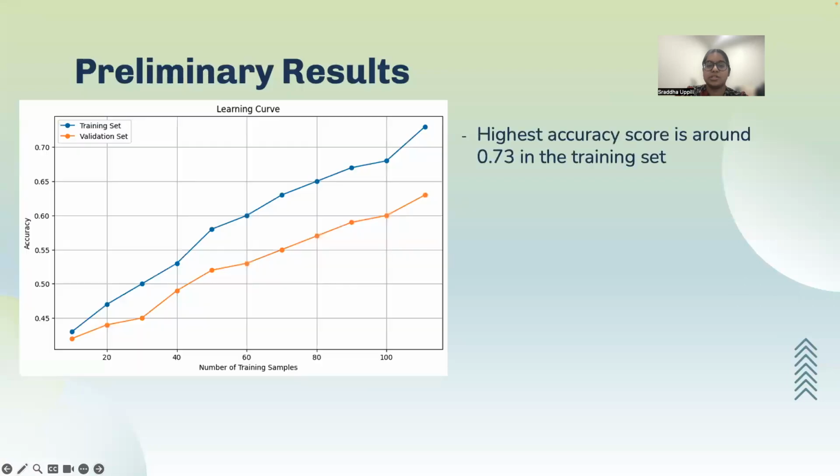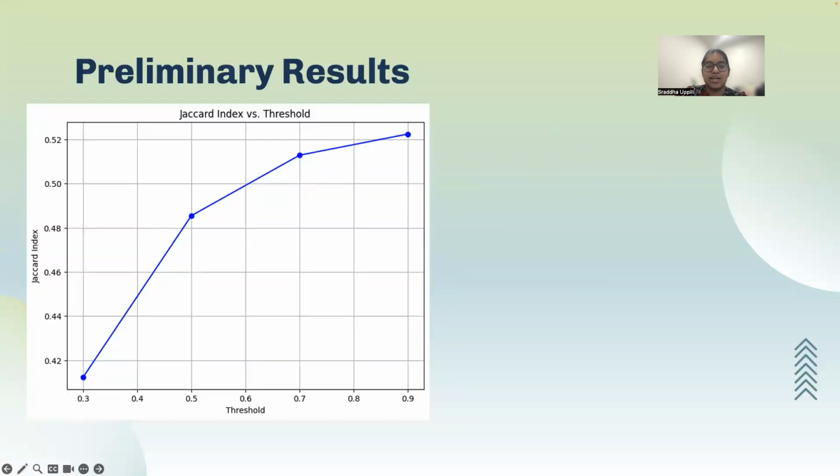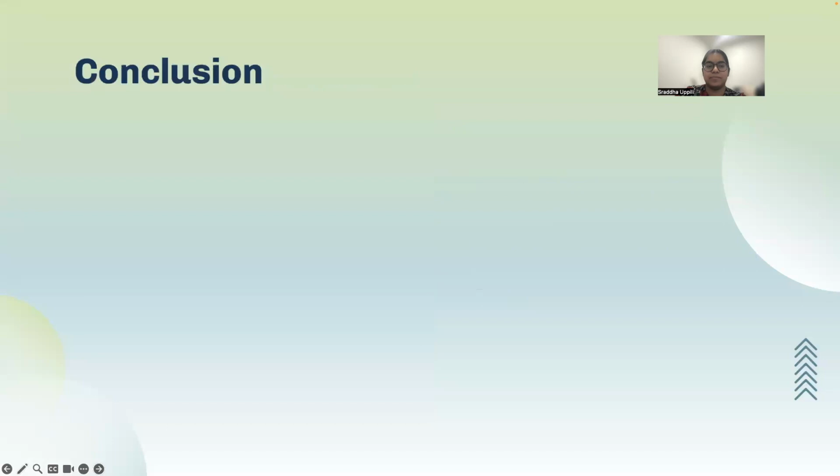The preliminary results show that the highest accuracy score is around 0.73 in the training set, which indicates model overfitting, meaning that the model does not do as well with the validation dataset. The Jaccard index score versus the threshold tells us the prediction versus ground truth overlap, and the index score of 0.52 at 0.9 threshold tells us that the model is partially aligning with the ground truth, meaning that it is able to detect M1 and M2 macrophages in an immunohistochemical slide.